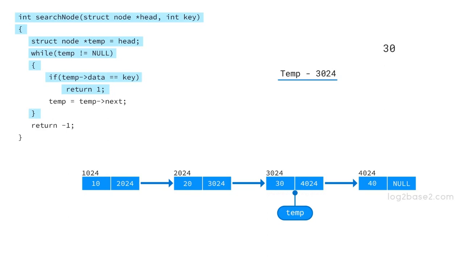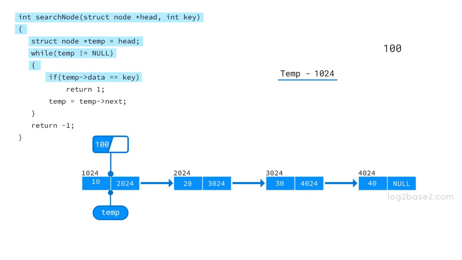Now let us see another case where the search key is not found. So let the key to be searched be 100. First the head address, which is 1024 here, is stored in temp. And we have the while condition, temp not equal to null. And temp is 1024 here, which is not equal to null. So enter the loop. Now check if the data at address 1024 is the key. So compare 10 with 100, but the comparison returns false. So the if condition fails, so jump to the next statement.